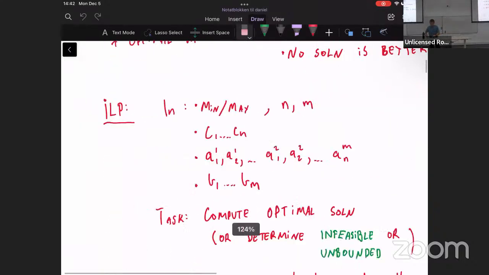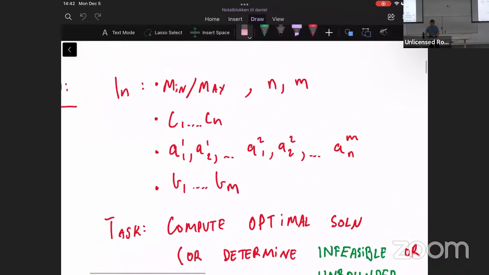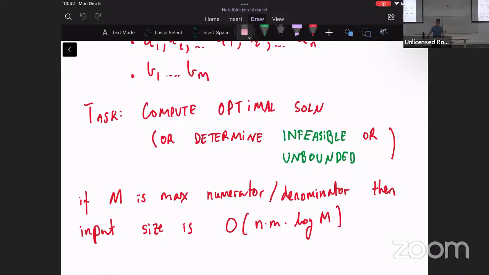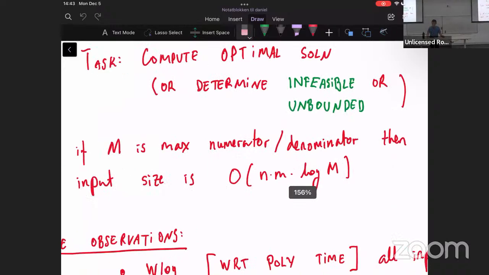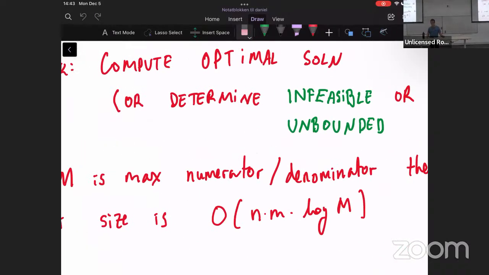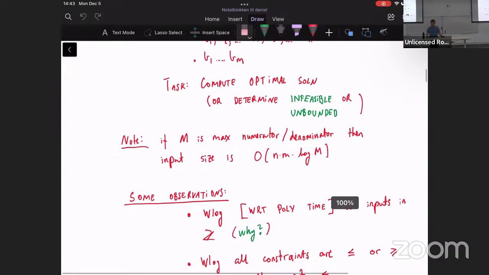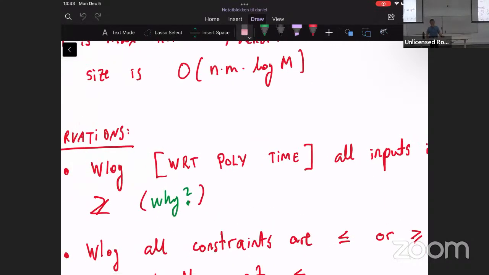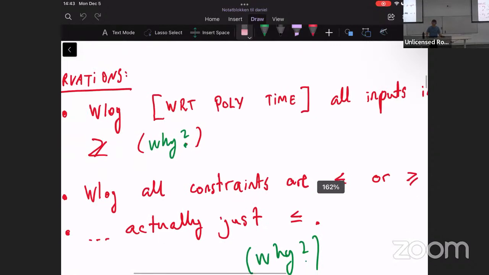Okay, so this is what your input looks like. The task is to compute an optimum solution, or determine whether it's infeasible or unbounded. And let me reiterate that the size of the input is n times m times log of the maximum value. We already observed that with respect to polynomial time, we may just as well assume that all inputs are integers. We might or might not do it later.